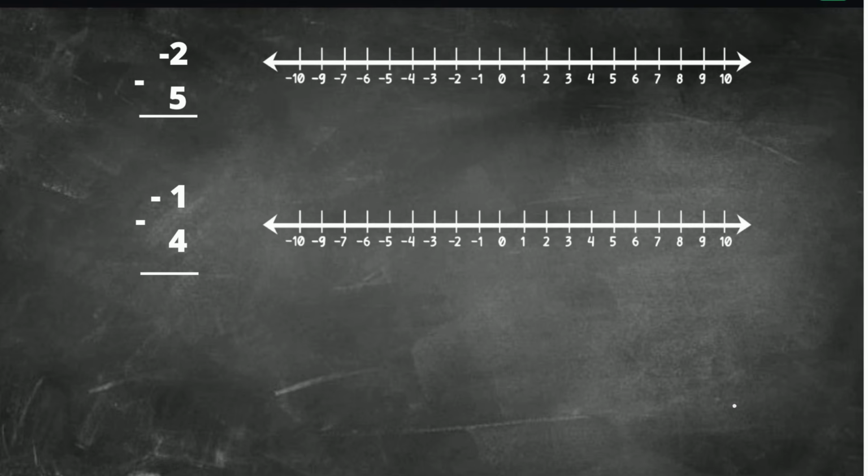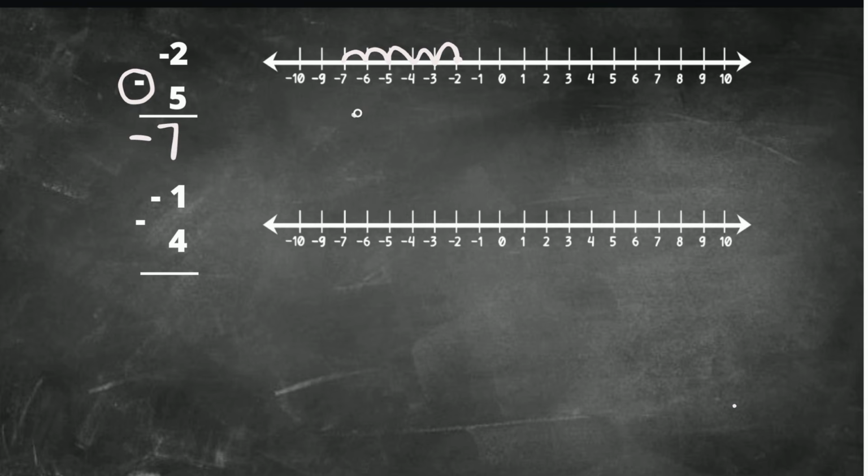Now let's take a look at these two problems. We have a subtraction problem. We have a negative 2 and a 5. Let's first take a look at it on the number line. We begin at negative 2, and we take 5 away. 1, 2, 3, 4, 5. And that gives us a negative 7.